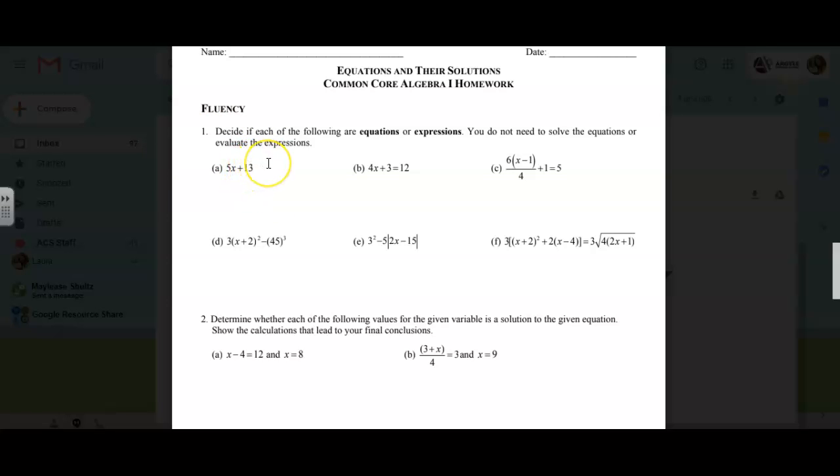Well, I don't see an equal sign, so it can't possibly be an equation. Right here we have an expression. We couldn't solve this, all right? There's no way to solve for x here. We don't know what x equals because there's no equal sign, all right?